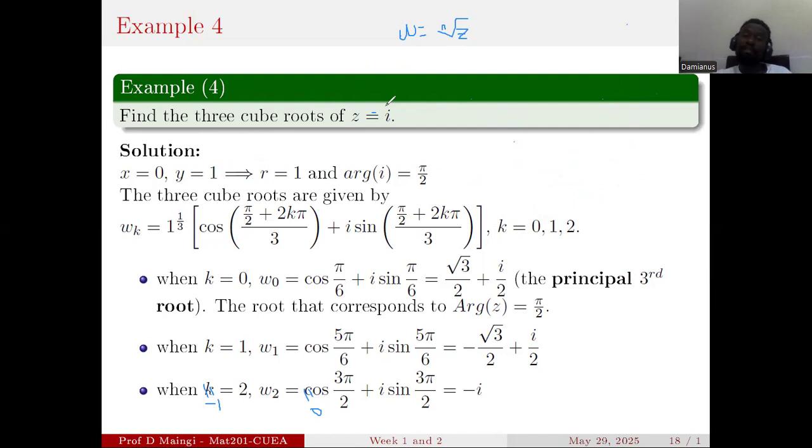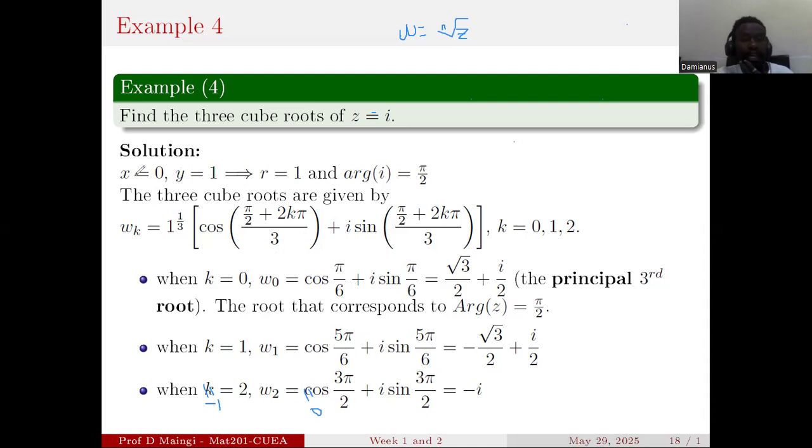The first thing you need to do is express this in polar form, because you need an angle, theta, and you need r. And then you use that formula we had, okay? That is w_k equals the nth root of r, in this case the cube root of r, times cosine of theta plus 2 pi k over n. In this case, n is 3.